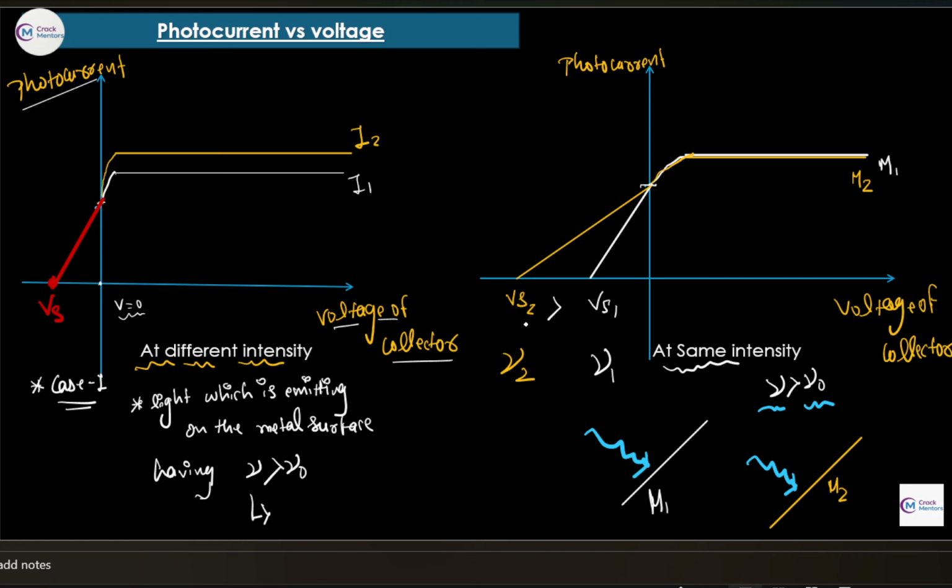We know it has the greater value because the stopping potential is more negative, which is marked right here. So the value of frequency would be greater like this. I'm hoping that you are getting the point.